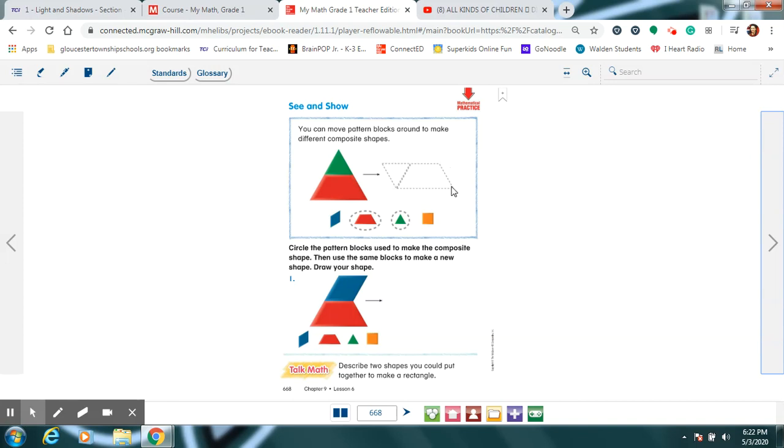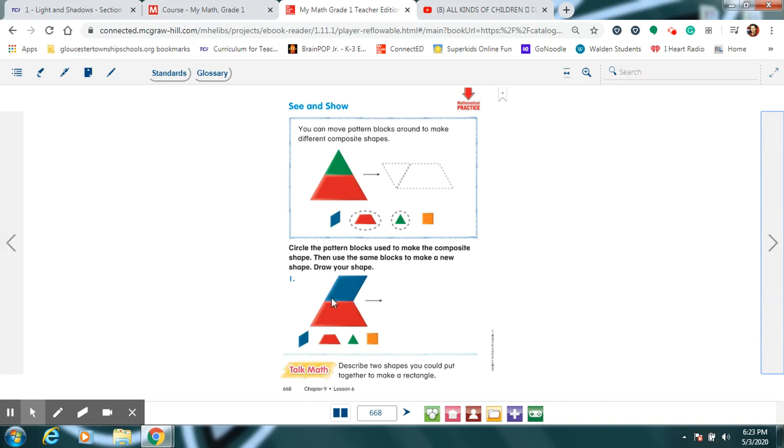The name of this shape that looks like a rectangle that's leaning over to the side. See how the rectangle is not standing up straight? It looks like it's tipping over. Now it's called a parallelogram. See that? And I can make a parallelogram by putting a triangle beside the trapezoid instead of on top of it. And then over here, you have another trapezoid and you have a blue rhombus on top of it.